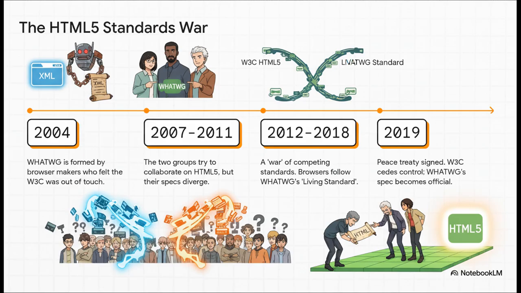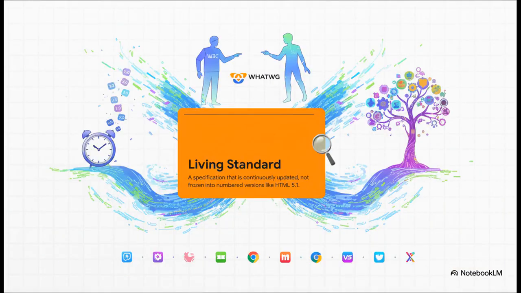But then, in 2019, a peace treaty was signed. The W3C basically surrendered, and the WHATWG version became the one and only official standard. And the core of that whole fight came down to this one idea, the living standard. The W3C wanted to release HTML in versions, like software, HTML 5.1, then 5.2. But WHATWG said, that's not how the web works. It's always changing, always evolving. So their standard is a single, living document that gets updated constantly. And that's the world we live in today.